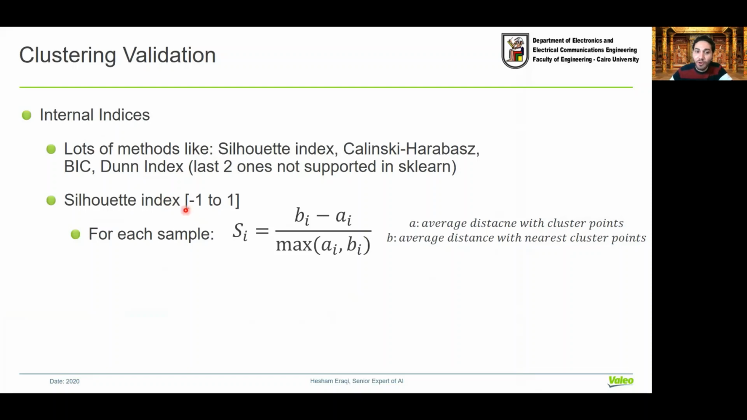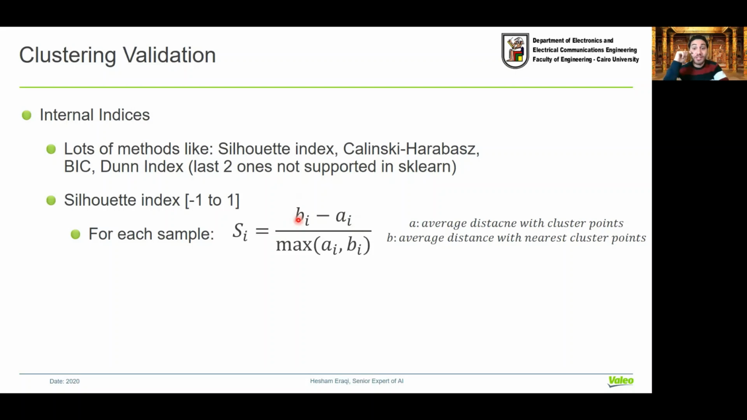It gives you a number from -1 to 1, like the adjusted rand score. And for each sample, you calculate its silhouette index. Each sample point has a silhouette index. Okay, so for a point pi, it has silhouette index si. si is equal to bi minus ai over the maximum of them. Which one is bigger?